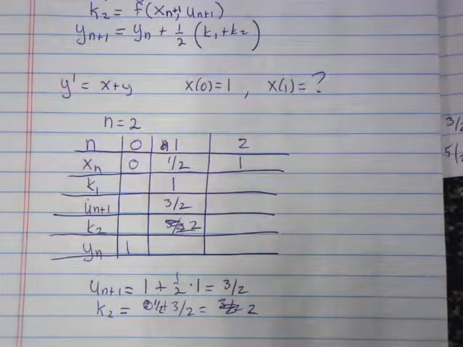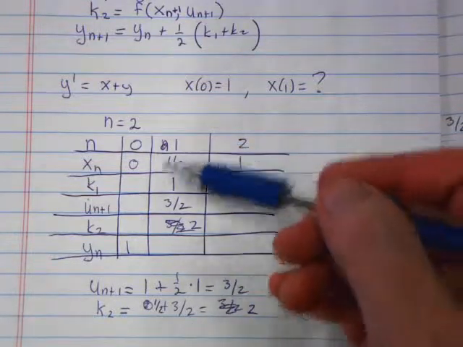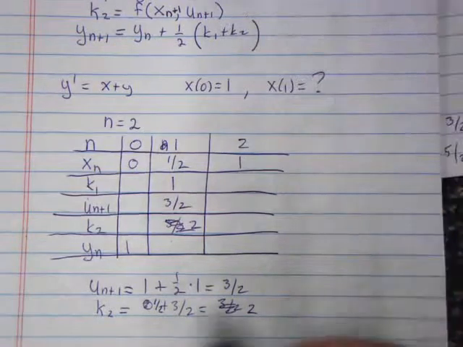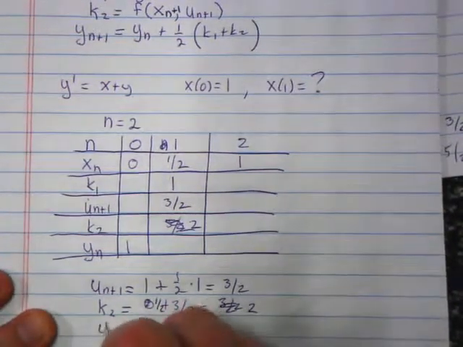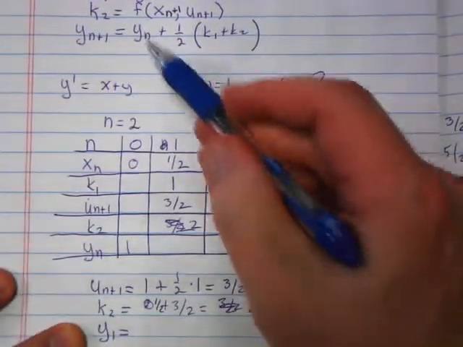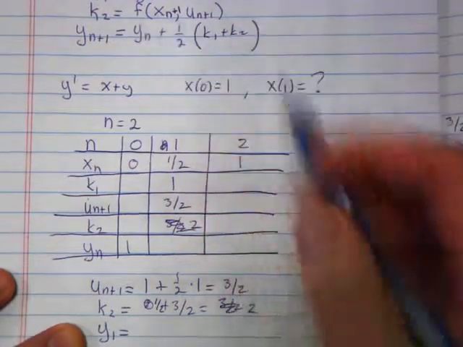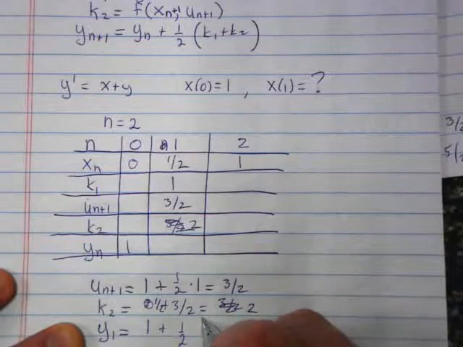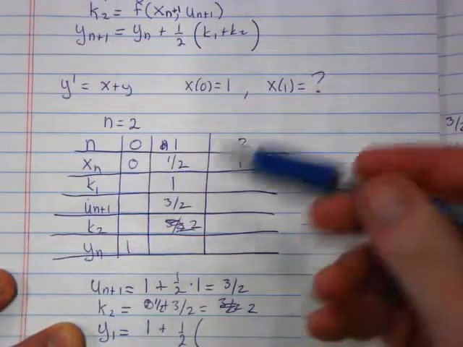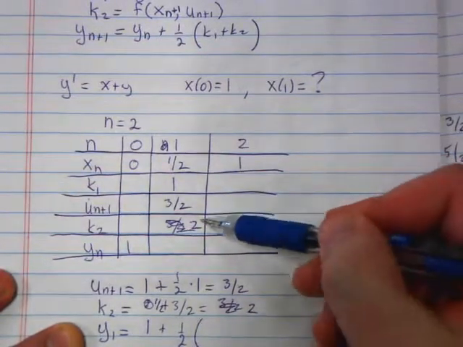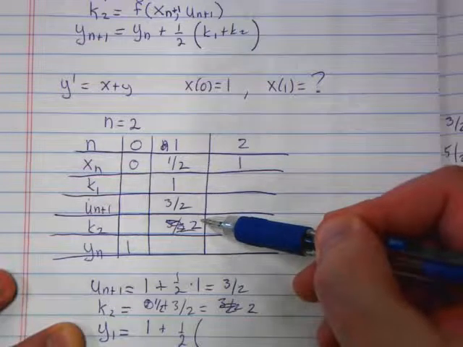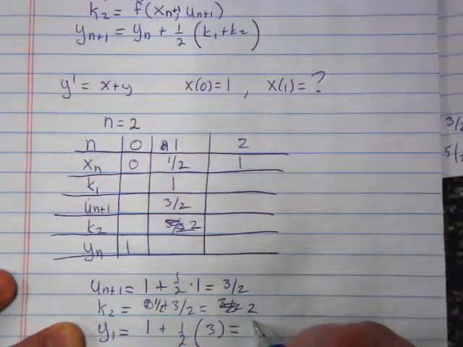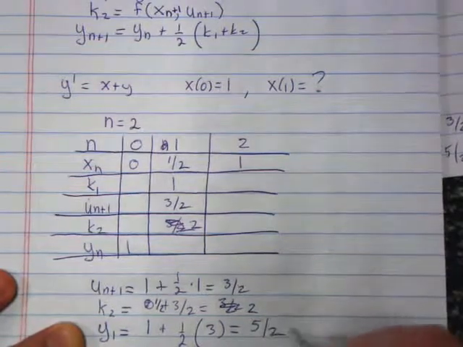Okay, so finally, to compute the next y value, I take my original y value, so y sub 1 is going to be y sub 0. Y sub 0 was 1 plus 1/2 times, I add my K1 and my K2. That's 3. So that's going to be 5 halves.